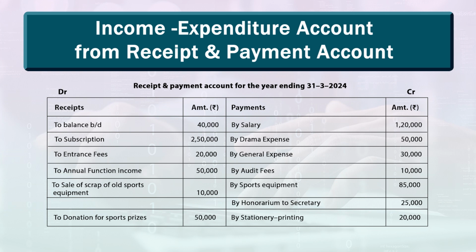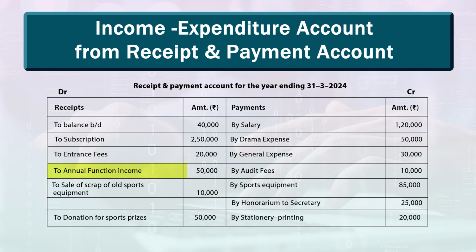Receipt and payment account for the year ending 31/3/2024 is given. Let us see the receipt side. The first entry is balance brought down of rupees 40,000. Then there is subscription of rupees 2,50,000. Then there is entry fees of rupees 20,000.